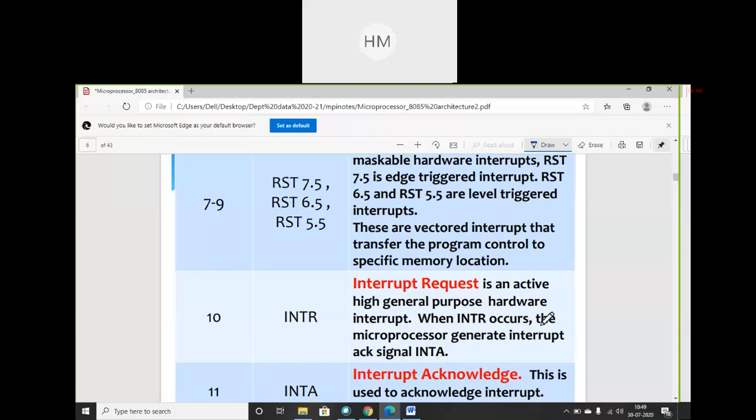INTR is an input or output pin? Who can tell me? In the pin diagram we have discussed this. So INTR is an input pin. Okay, so what will happen, on this pin we will request that now interrupts want to be executed. So when INTR occurs, the microprocessor generates the interrupt acknowledgement signal INTA.